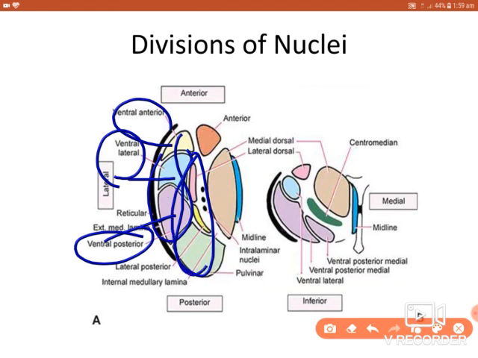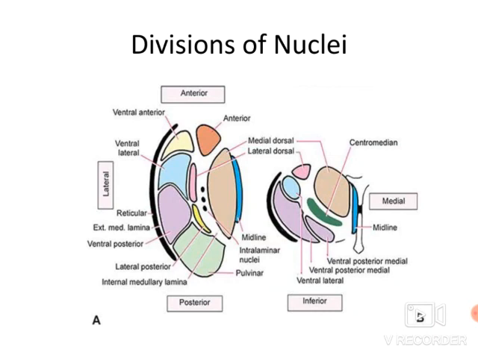The dorsal group, the lateral dorsal group, includes the lateral dorsal nucleus, then the lateral posterior nucleus, and here you can see this is the pulvinar nucleus. Okay, these are the nuclei of this thalamus.